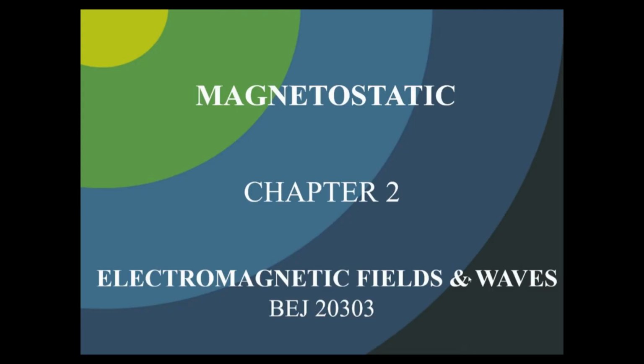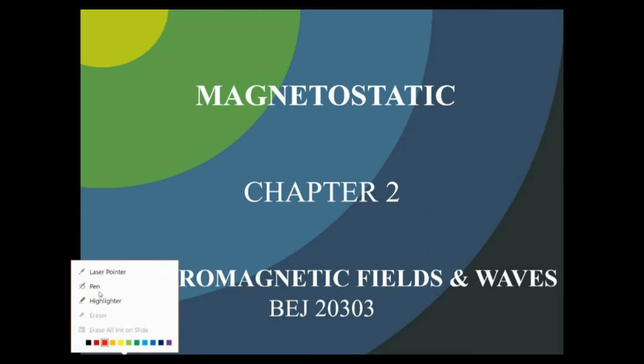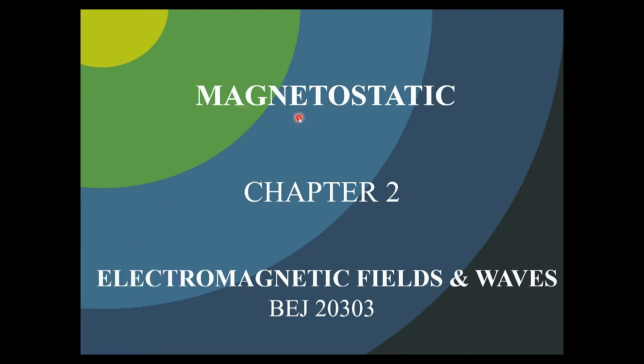Okay, so the second chapter is about magnetostatics. In the first chapter, we learned electrostatics. So for electrostatics, we are dealing with static electrons. What is the electric field intensity and what is the source? What is the force between the electrons? We have learned how to calculate it.